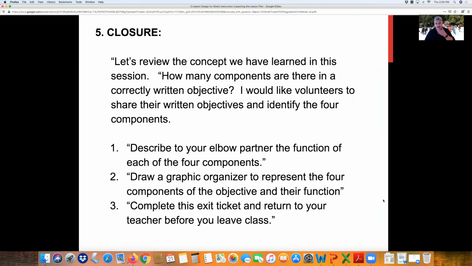So here were some of the things that I planned for closure for my lesson. I only actually used number 3, the exit ticket. But there are others, like describe to your elbow partner. I always overplan in my lessons. Even though I may not use them all, at least I have them there in my lesson plan. That's always a good technique, to overplan and then not use everything if time doesn't allow.